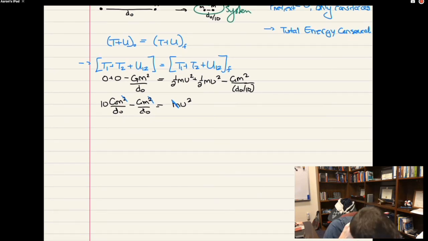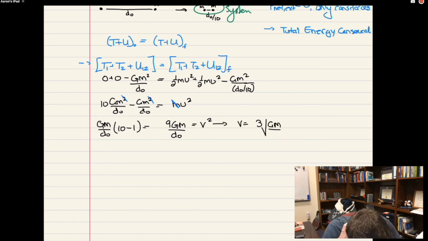I could factor out, looks like I could factor out GM over d naught. And then this is just 10 minus 1. Or 9 GM over d naught equals v squared. Or v equals, looks like 3 root GM over d naught.